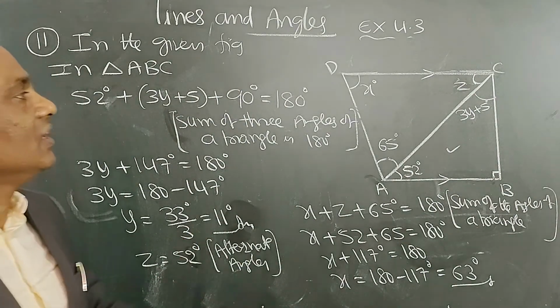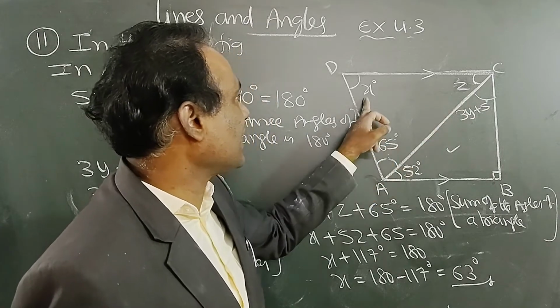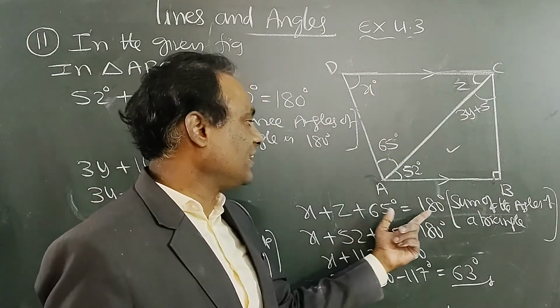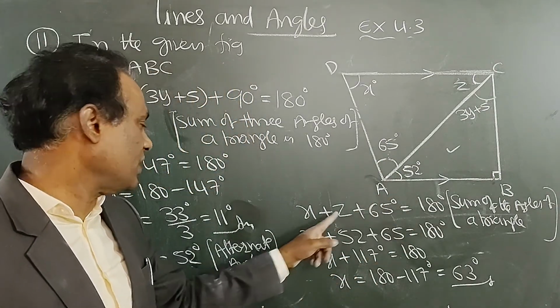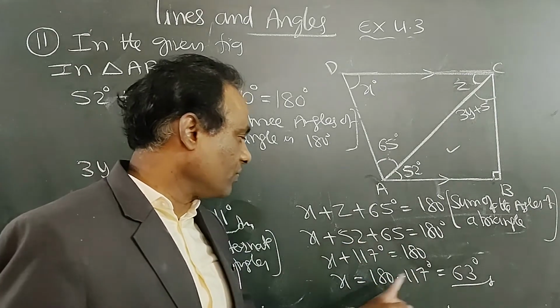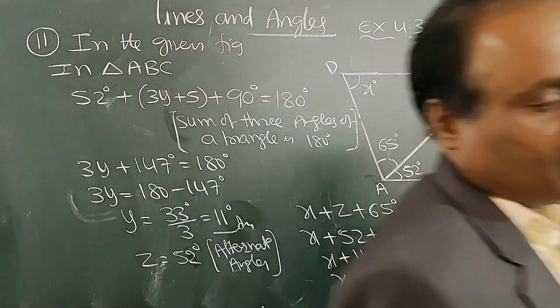Alternate angles. So then X plus Z plus 65 is equal to 180 because of the sum of three angles in a triangle. So only X we don't know, we have to find it. Z is 52 plus 65 is 117. Taking 117 to that side, 180 minus 117 is 63 degrees. That is the answer. Write it down.